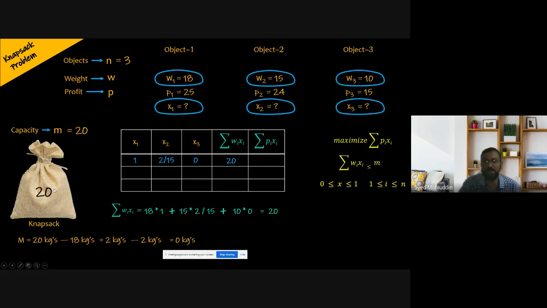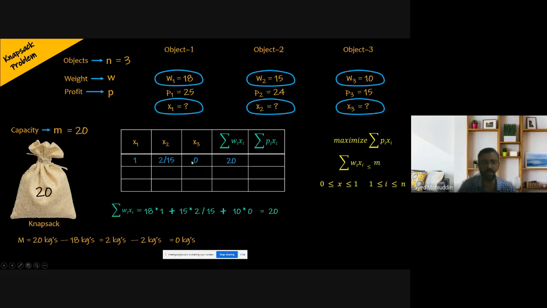So what will be the fraction? Fraction will be the remaining capacity, 2, divided by the weight will give us the fraction, because we can only fill up 2 kgs of object 2. So the fraction x2 will be 2 by 15. Then 2 kgs of object 2 is filled up, remaining capacity is 0. So can we fill it with object 3? No. So fraction of object 3 is 0.